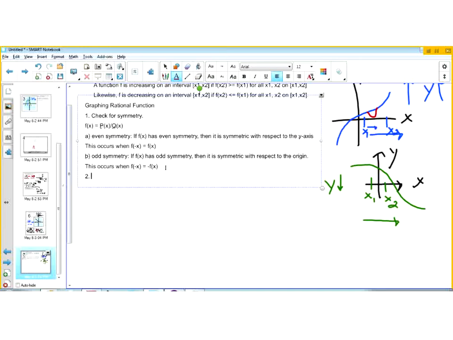All right, so number 2, what do we do next? All right, so the next thing we want to do is find the vertical asymptotes of the rational function.